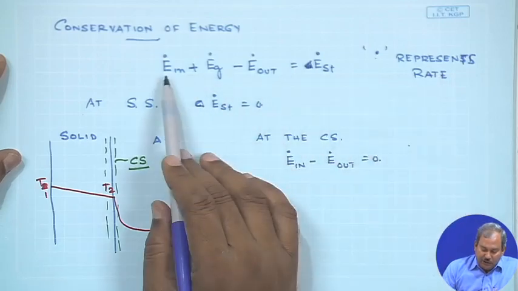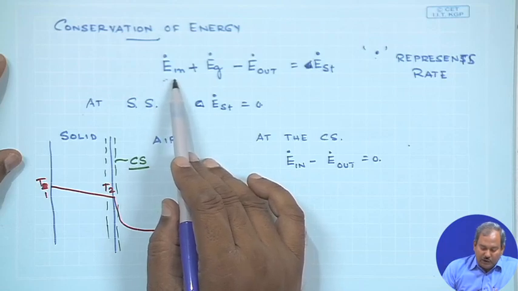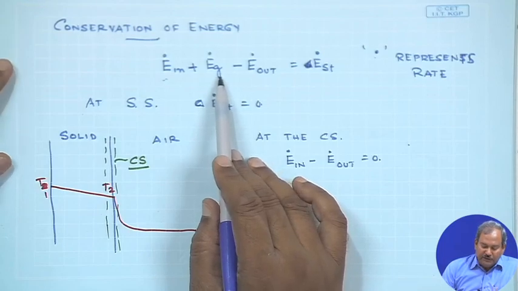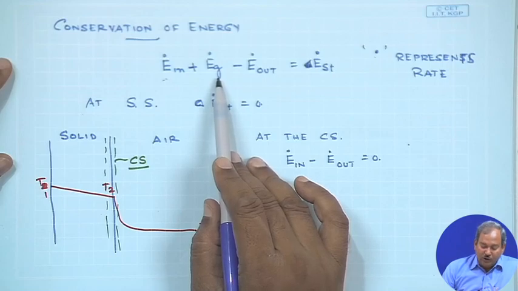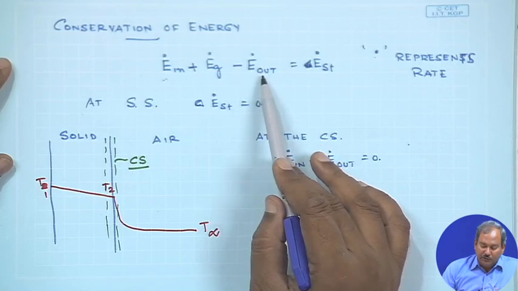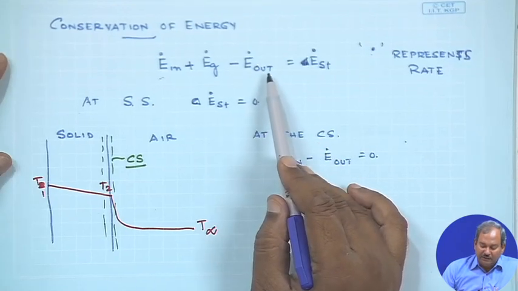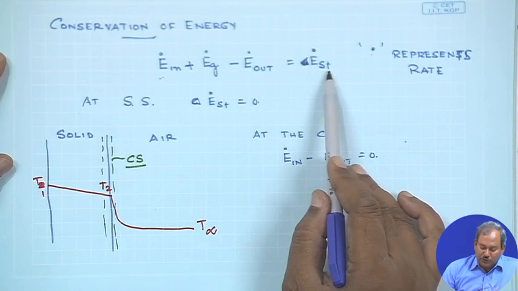So, we start with the conservation of energy relation, which simply says that the rate, where the dot represents the time rate, of energy coming into the system by convection, conduction, or both, plus E dot G, the generation of energy inside the system, due to ohmic heating or a nuclear source in the control volume, minus E dot out, the rate of energy going out of the control volume by conduction and or convection, equals E dot stored, the rate of change of stored energy in the system.